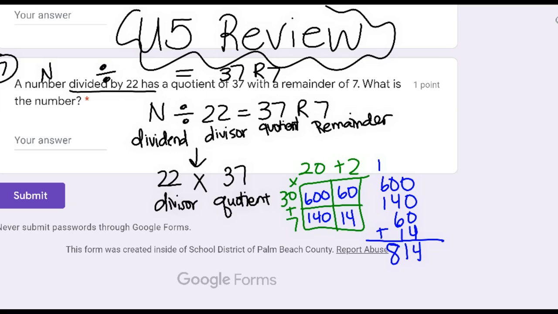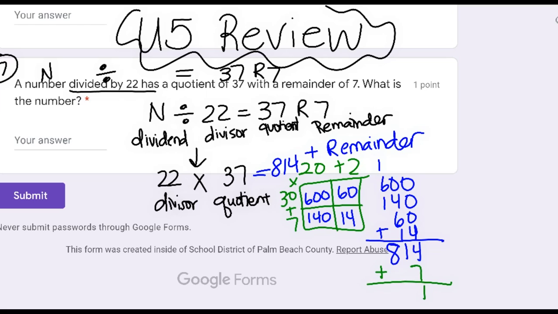Now, this is the part where we get a little tricky because we're not done. So we did the inverse, and that gave us that 814, but now we have to take that remainder and add it. So we're adding the remainder now. That was just 7. So let's add 7 to this.